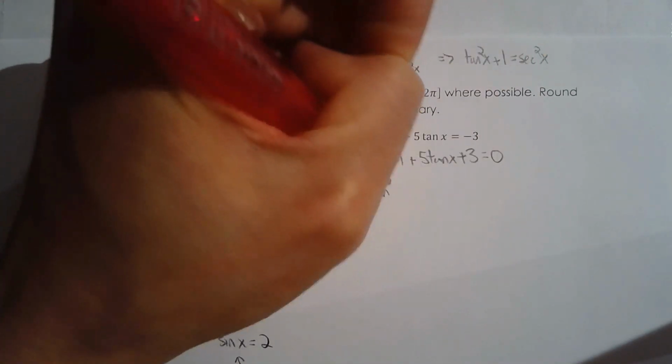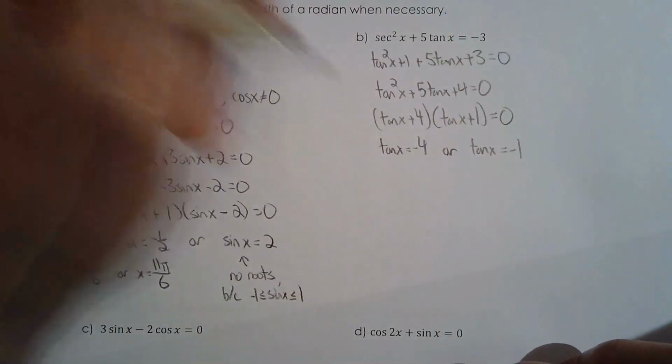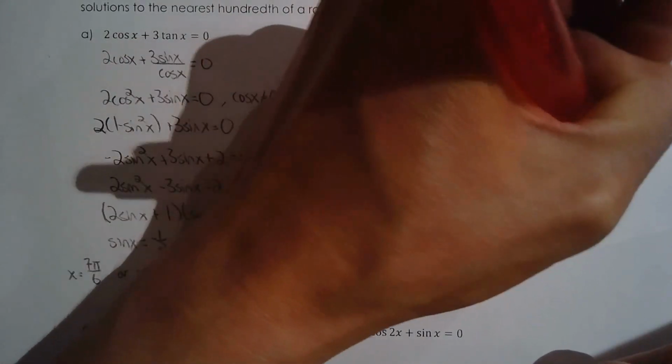Okay, so tan squared x plus 5 tan x plus 4 equals 0. So we have (tan x + 4)(tan x + 1). That's a simple trinomial. So what can we say? Tan x equals -4 or tan x equals -1. -4 is not a friendly ratio, so I need a calculator. -1, that's a friend of mine. That's quadrant 2, 3 pi over 4, or quadrant 4, 7 pi over 4.